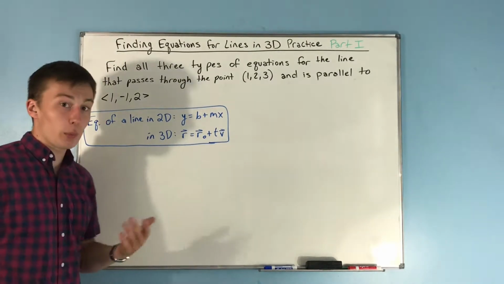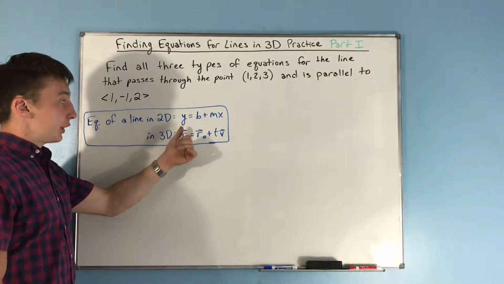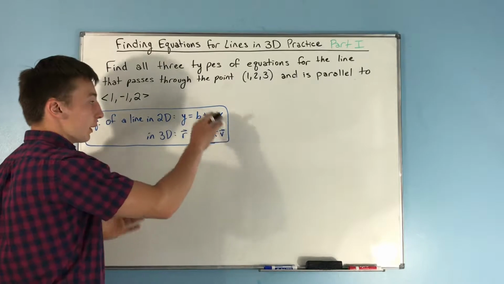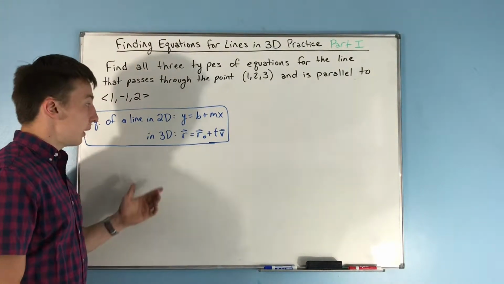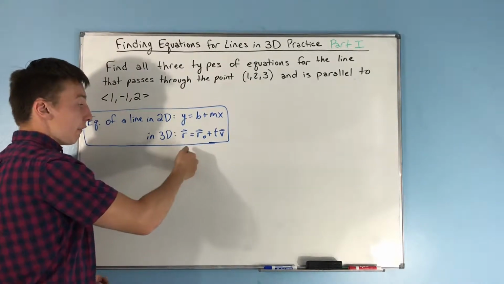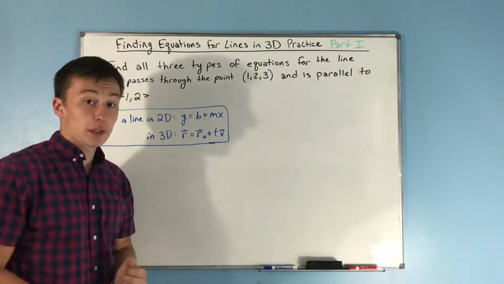In the last video we went over how the equation of a line in 2 dimensions is y equals mx plus b, but I'm going to write it as b plus mx because it's easier to draw the comparison with the vector equation of a line in 3 dimensions. That equation is vector r equals vector r naught plus t times vector v.